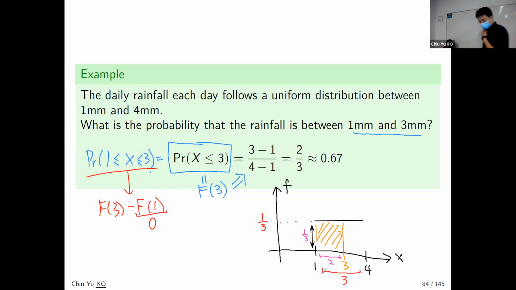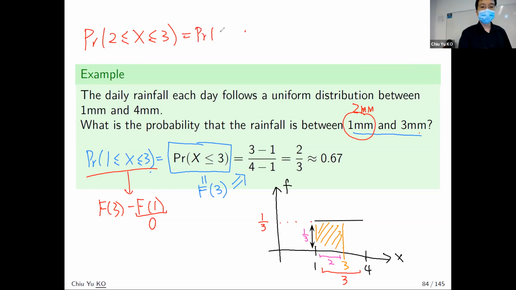Hi, I guess we can resume. Actually, someone asked me during the break, and I think it's a good question. They asked what the answer would be if I change from 1 to 2. In that case, we want the probability from 2 to 3. You would do the probability that x is less than 3 minus the probability that x is less than 2, which is f of 3 minus f of 2.